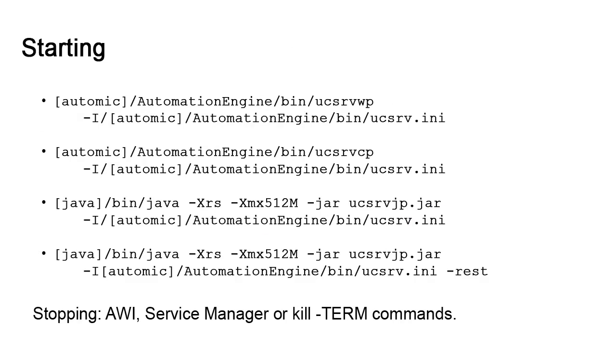We have provided information on how to start these processes on the command line on Unix. Note the -i option to invoke the ini file and the executable names. The same jar file is invoked for both the JWP and JCP, although the latter requires the -rest option at the end. These are the commands that are executed by the Service Manager, which is by far the cleanest and most effective way of starting and stopping the system. On the CLI, they can be stopped with kill commands.